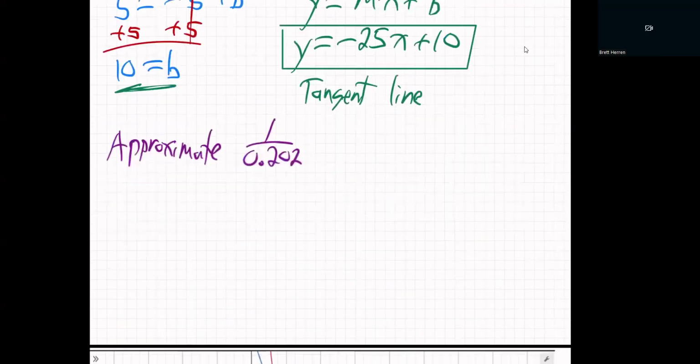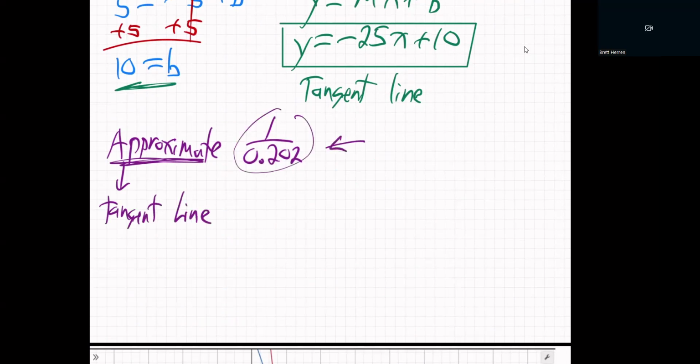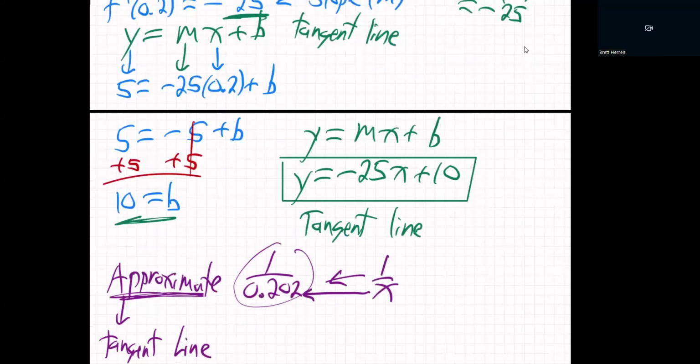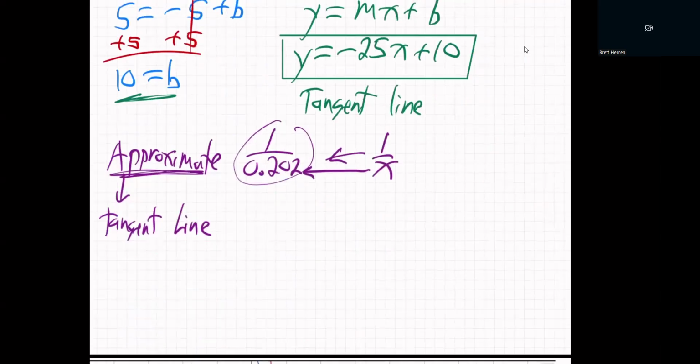Well, how are we supposed to do that? Should we just type it into the calculator? No. That would be the exact value. They want us to approximate. What's going to approximate? That means the tangent line. Remember, the tangent line is almost the same as this. This is the original function, 1 over x, right? Where they plugged in x is 0.202. That was our original function, 1 over x, from the beginning. So they're basically saying this is like 1 over x where x is 0.202.